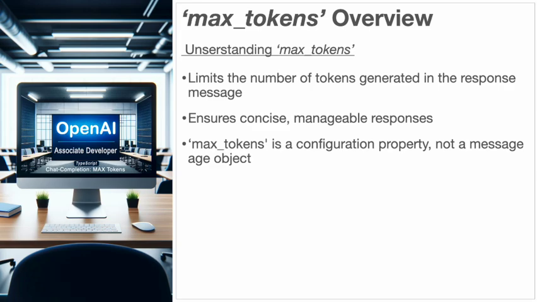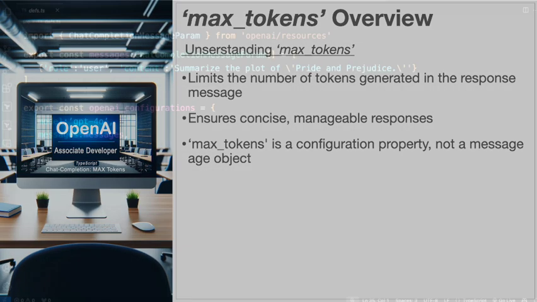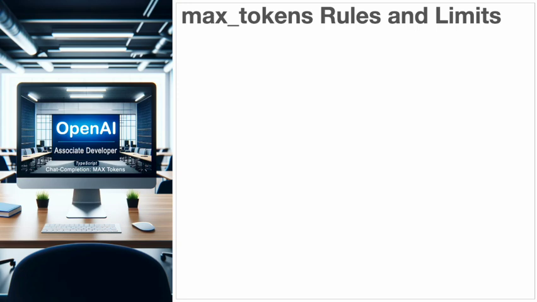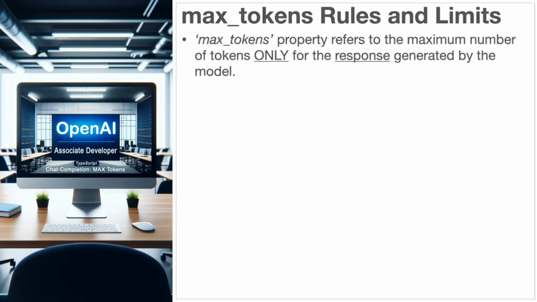Let's look at an example of how to use the max tokens property in your API call. Going back to our defs.ts file, we'll first start with just a single user role and only one message in our messages object. Next, we will add the max tokens property to our OpenAI configurations object. Here, we'll set max tokens to 100. In this example, we set the max tokens property to 100. This tells the AI to generate a response that is no more than 100 tokens. By setting this limit, we can control the verbosity of the response and better maintain the tokens you're charged for.